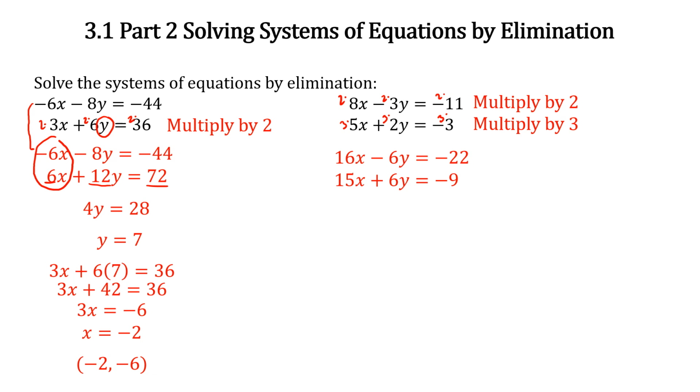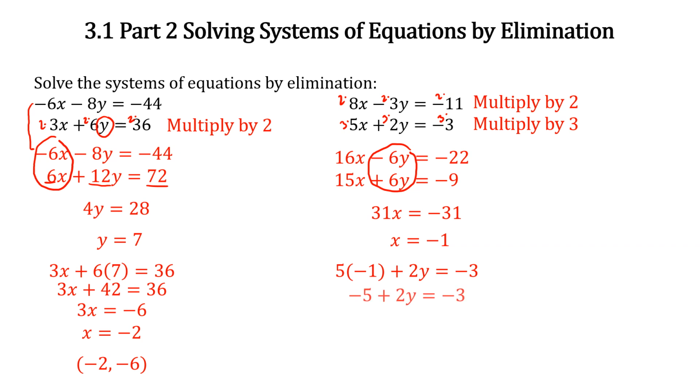But now I can just work it from here. My 6's will cancel out. That's the whole point. That's the elimination part. So 16 plus 15 is 31. Negative 22 plus negative 9 is negative 31. So x is negative 1. I chose to plug that into the one with all positive numbers, even though it's going to make it negative. So I get negative 5 plus 2y equals negative 3. Add 5 to both sides. Divide by 2. And y is 1. So I get negative 1 and 1.